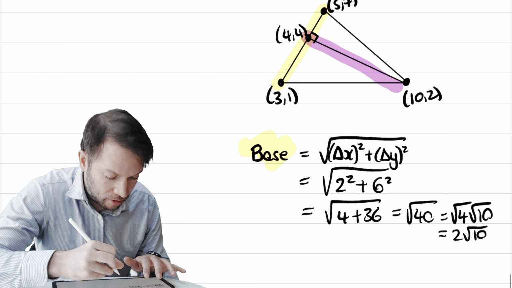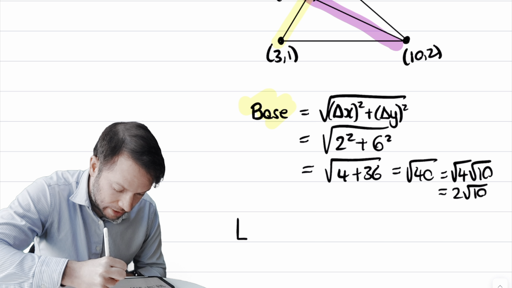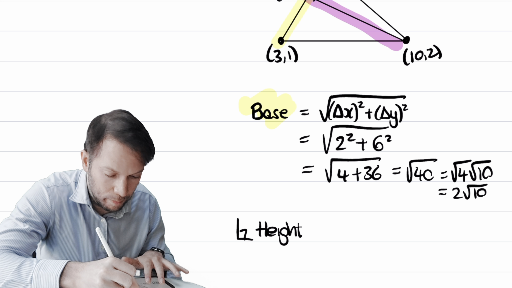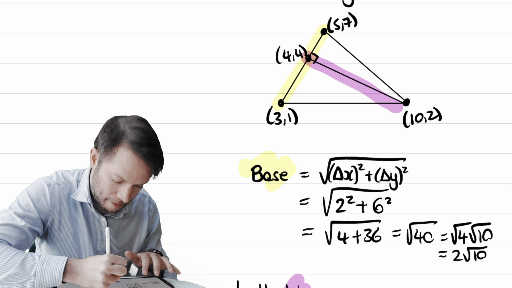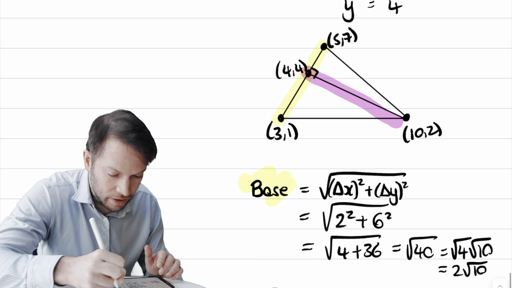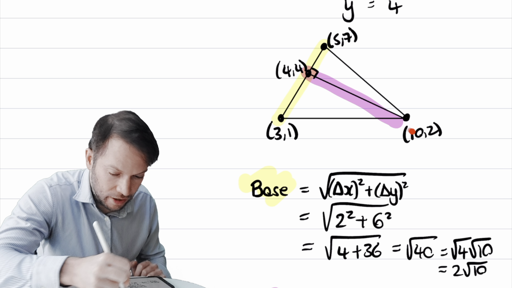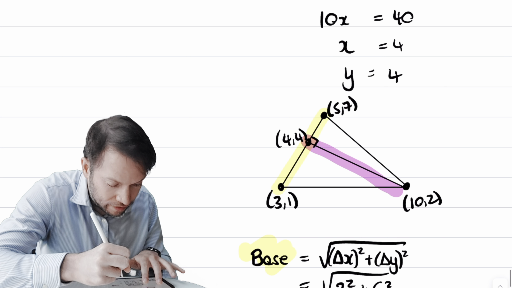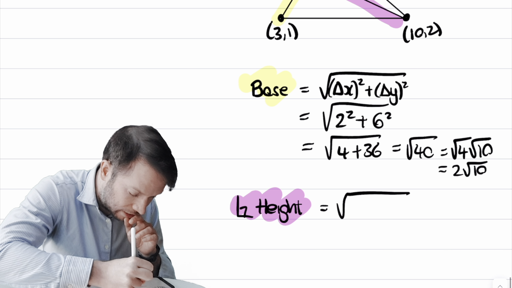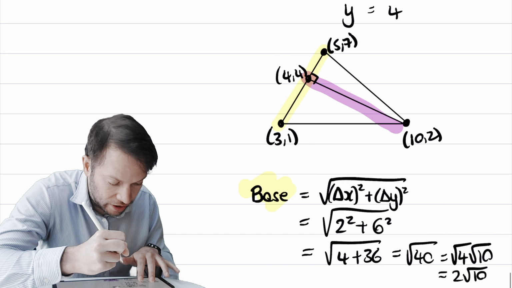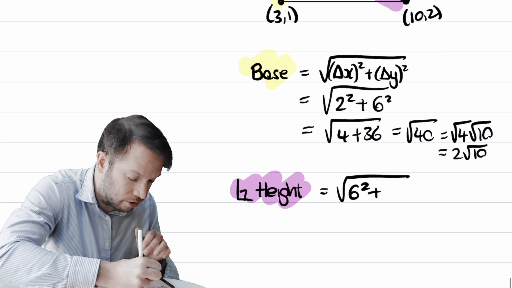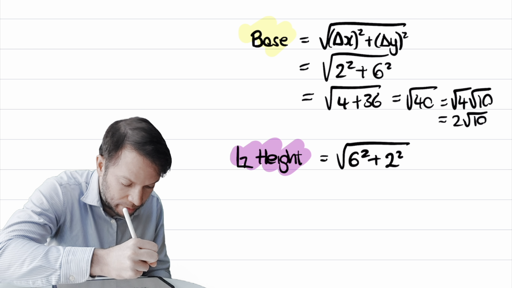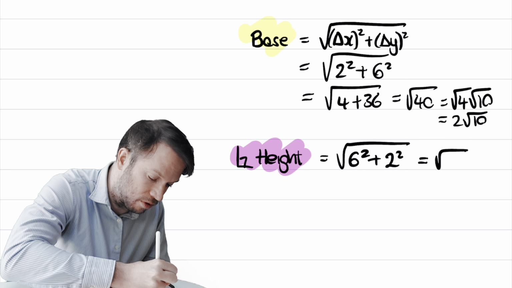And then what about the perpendicular height, which is the length of the purple line? We're going to use these 2 points this time. So it is the square root of the change in x. From 4 to 10, it's a change of 6. So 6 squared. What's the change in y? From 4 to 2, it's a change of 2. It doesn't matter whether it's positive or negative, we're squaring it anyway. And that's going to be exactly the same. That's going to be root 40 again, or 2 root 10.